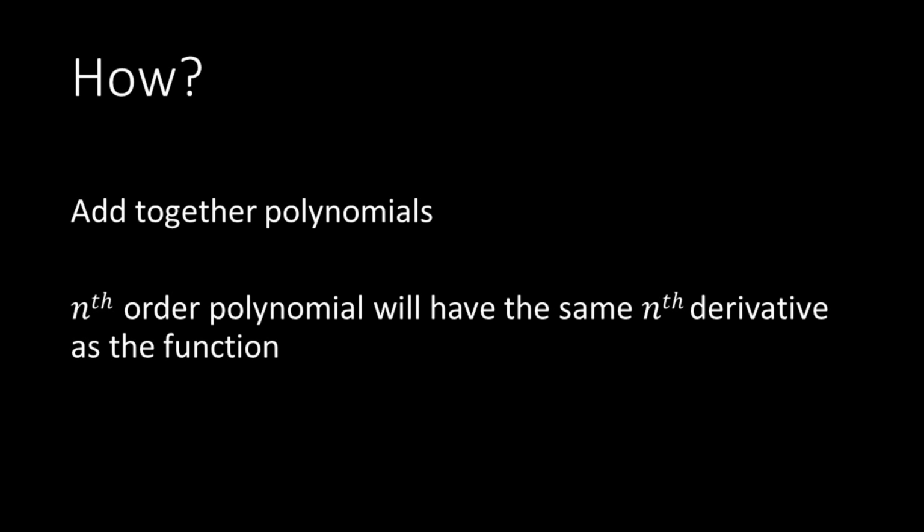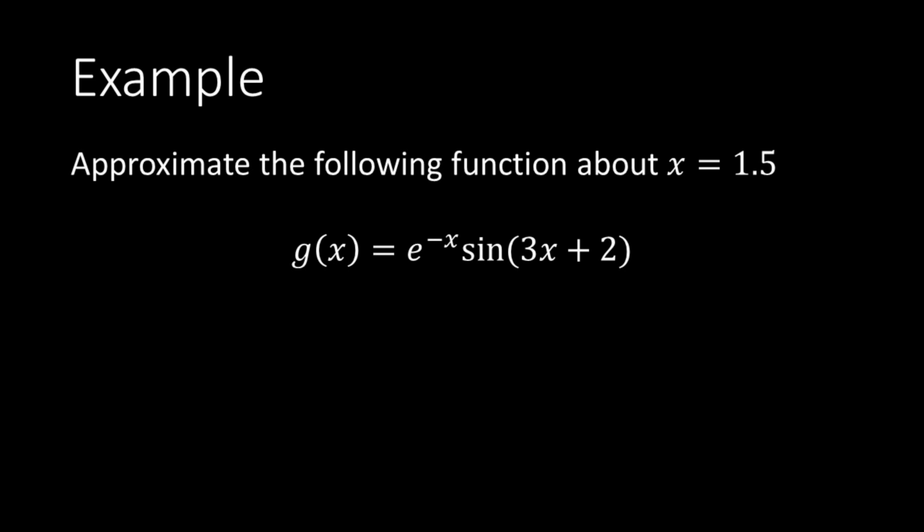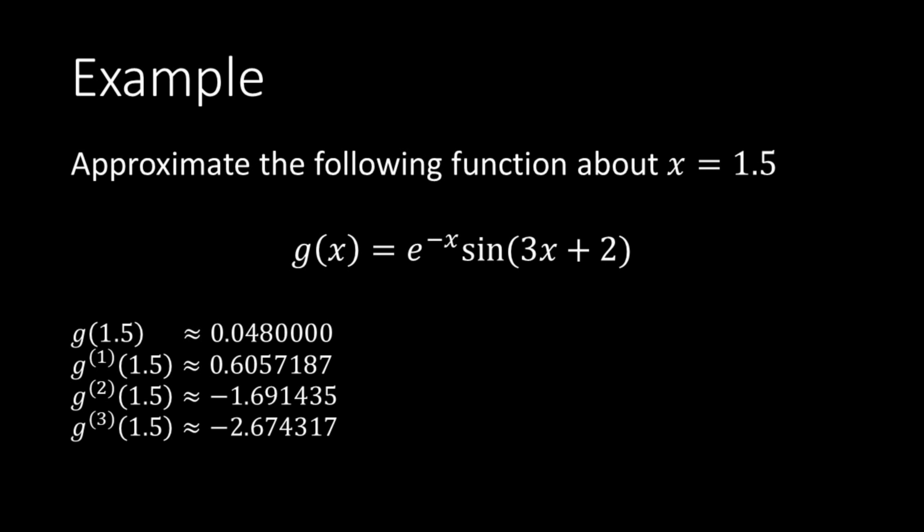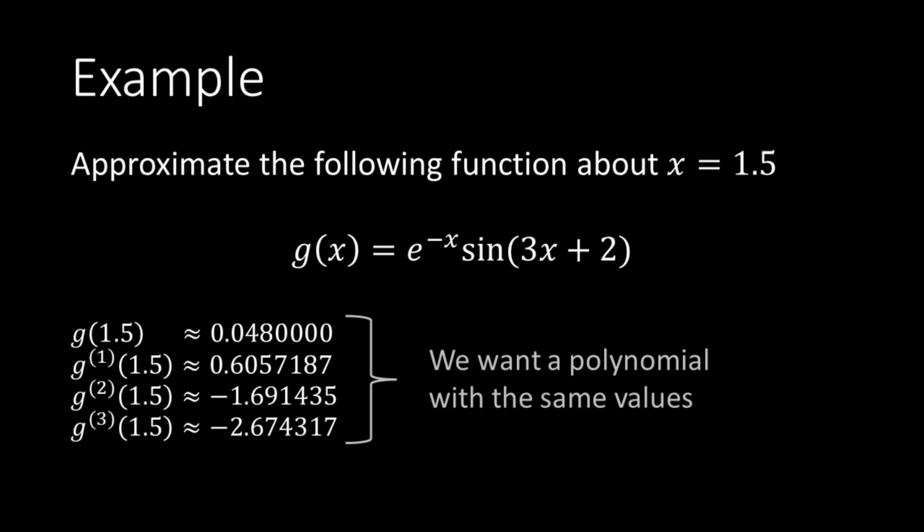What do I mean by this? Well, take this function for example. At x equals 1.5, the function has the following value and derivatives. What I want for the Taylor polynomial is a polynomial which has the same value and derivatives at this point.